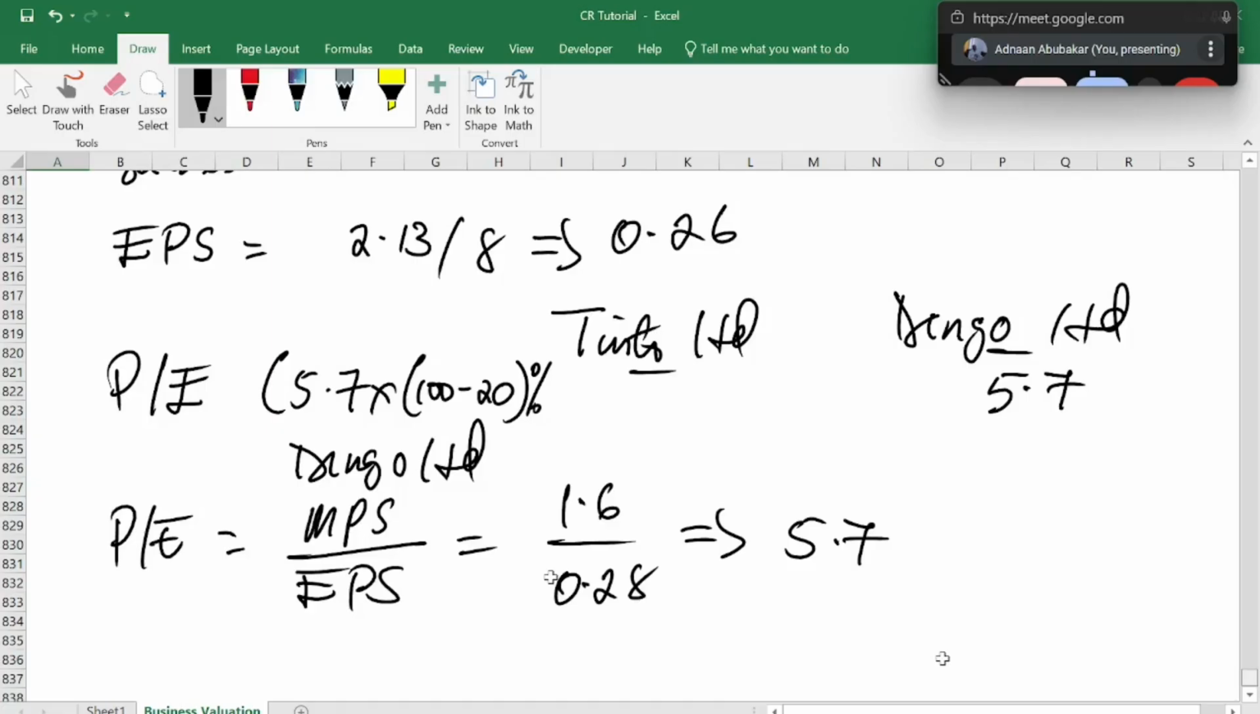Maybe 1.6 divided by 0.25 gives me 5.7. Is it 0.28? Yes, I'm coming. It gave me 5.7. So we are right.